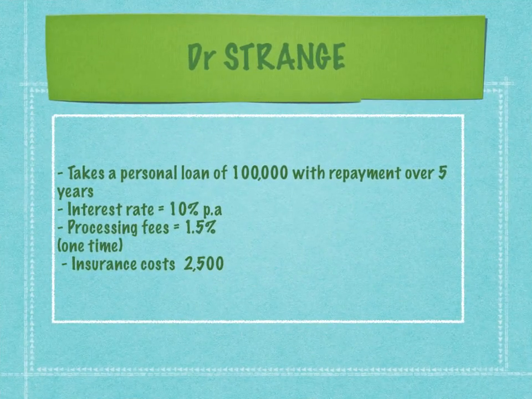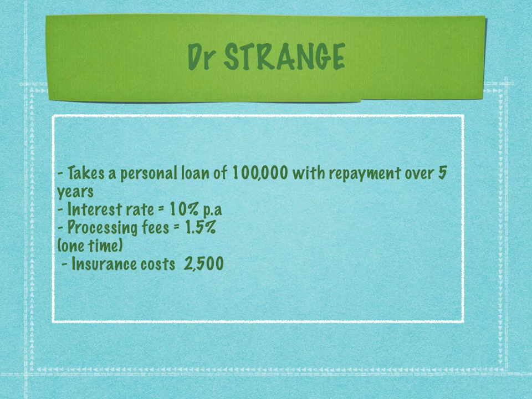Dr. Strange takes a personal loan of $100,000 with a repayment of over 5 years. Okay? The interest rate is 10% per annum. The processing fees are 1.5%. Now, these processing fees are only charged once in the entire 5 years. It's not an annual expenditure.